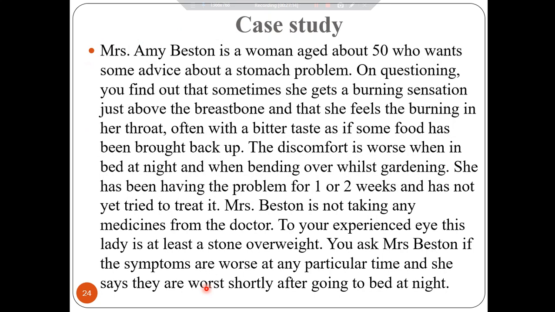While she is in the garden and doing gardening, bending, the pain gets worse. She has been having the problem for 1 to 2 weeks and has not yet tried to treat it. Mrs. Beston is not taking any medicines from the doctor. To your experienced eye, this lady is at least a stone overweight. According to what you saw of her, she is overweight.